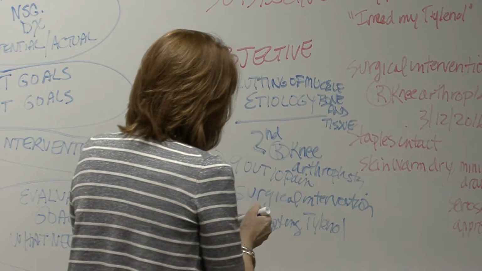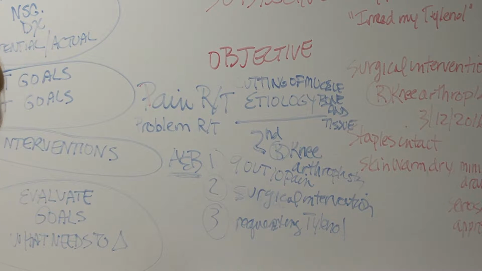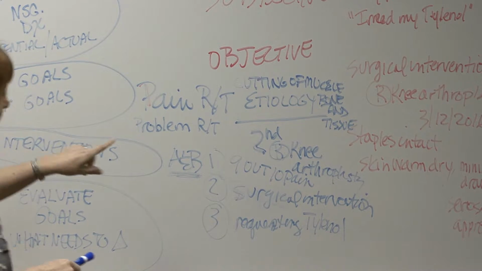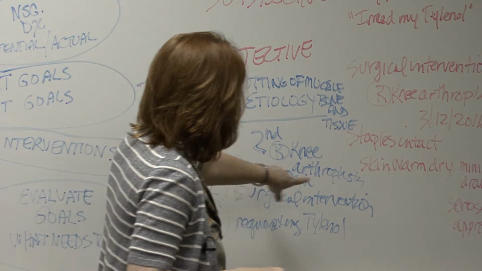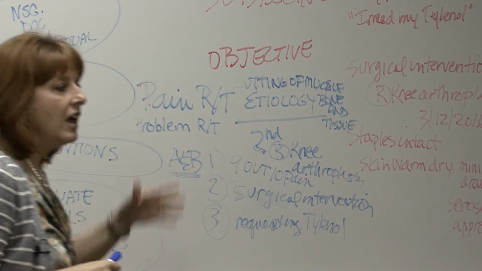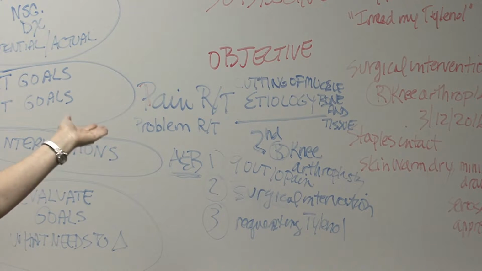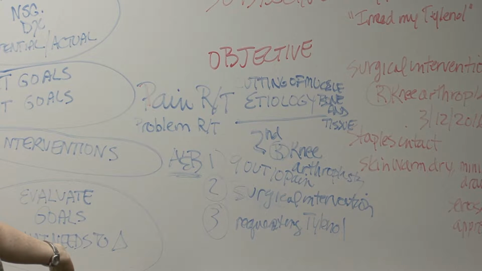Okay, so now that is a nursing diagnosis that is written correctly. Pain related to cutting of muscle, bone, and tissue, secondary to right knee arthroplasty, as evidenced by 9 out of 10 pain, surgical intervention, and requesting Tylenol. That nursing diagnosis is written correctly. Does that make sense to everybody?